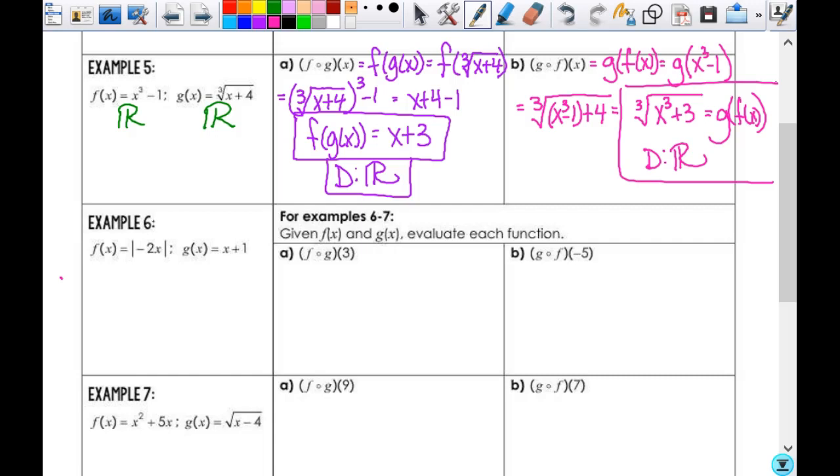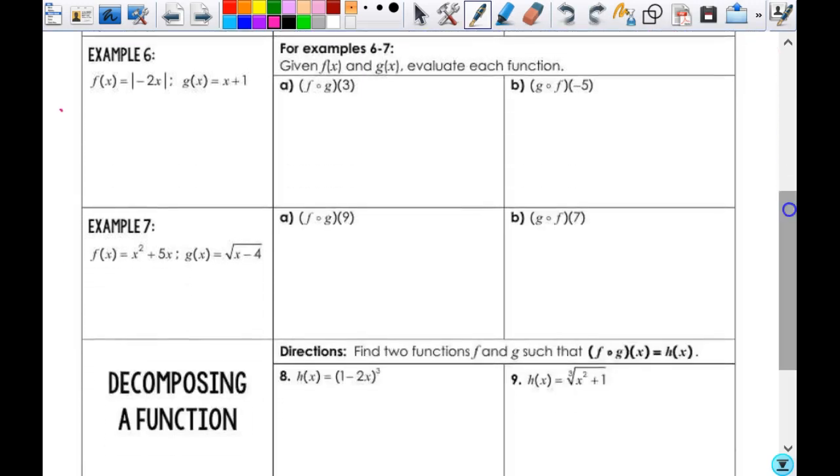All right, so now we are going to evaluate. So we're done with the weird domain stuff. We only had one that was really weird, but it's not that bad. Now we're going to evaluate them. These don't say give me the domain, so that's a good thing. We don't have to worry about it. Don't try and figure it out if it doesn't ask you for it. We're going to evaluate.